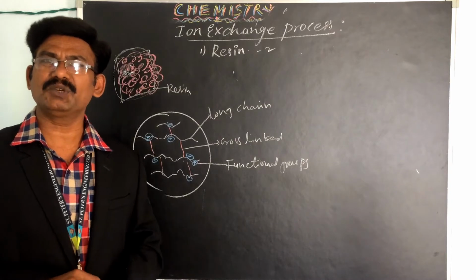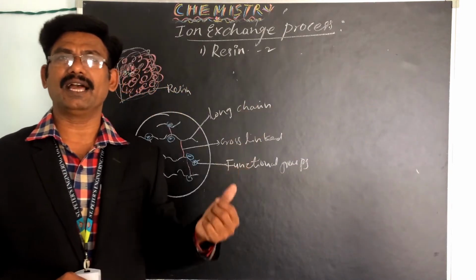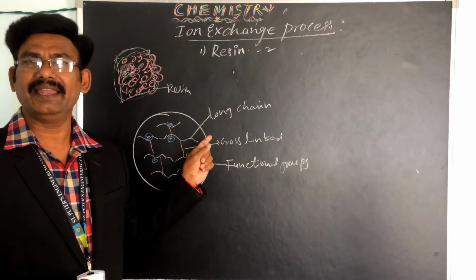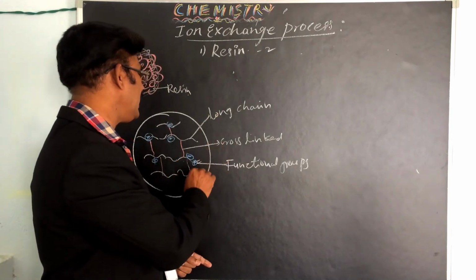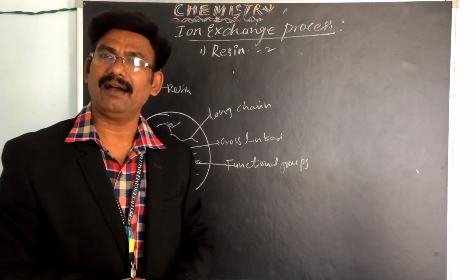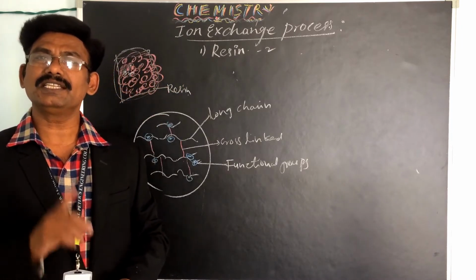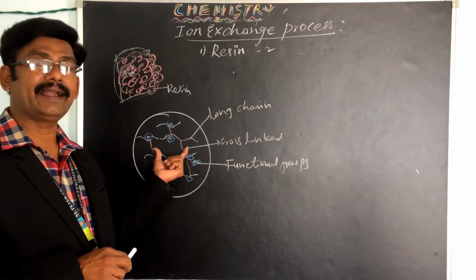So what are the positive and negative? There are two types: cation exchange resin and anion exchange resin. Positive is the cation and negative is the anion. So this is about the resin, the definition, with a simple diagram.